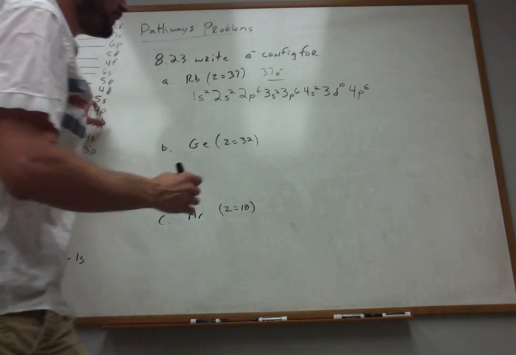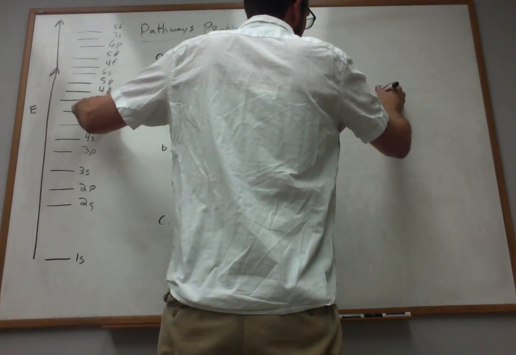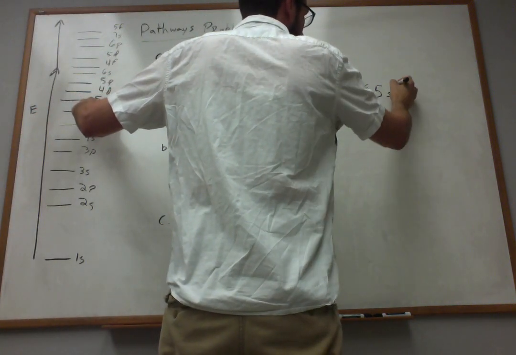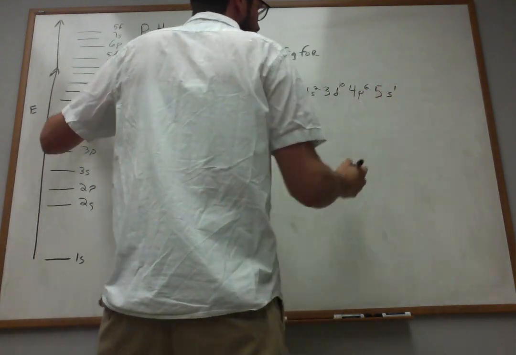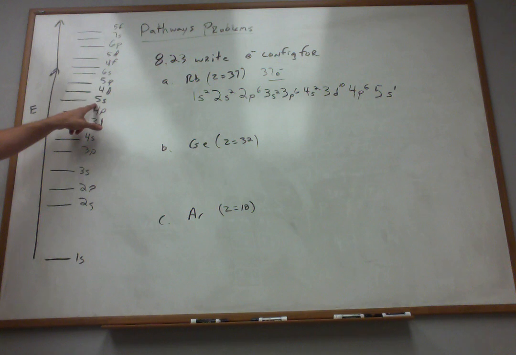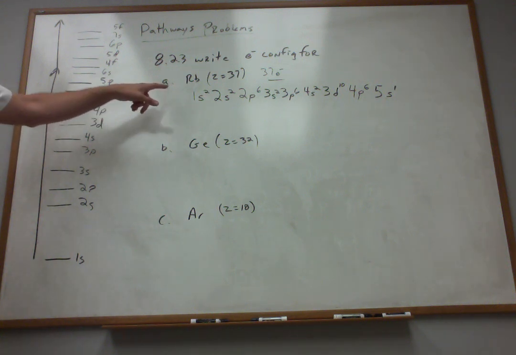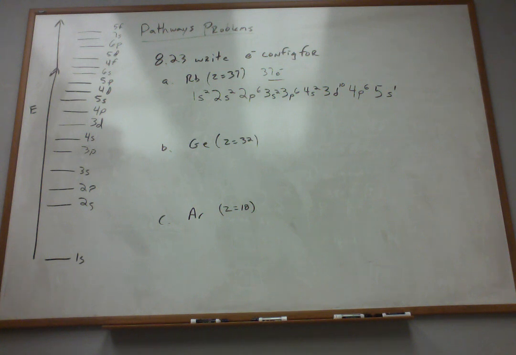It should go to 5s1. Now s can hold 2, but I'm running out of electrons. I've only got 1 left. So I'm going to write 5s1. And that's my full electron configuration for the ground state of this neutral atom.